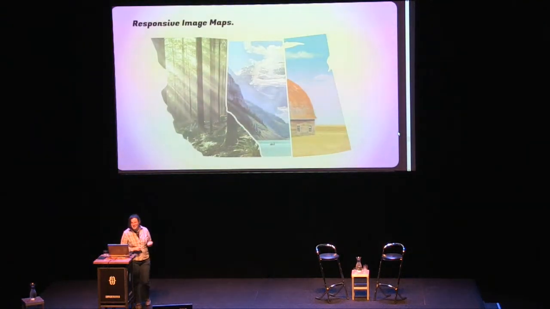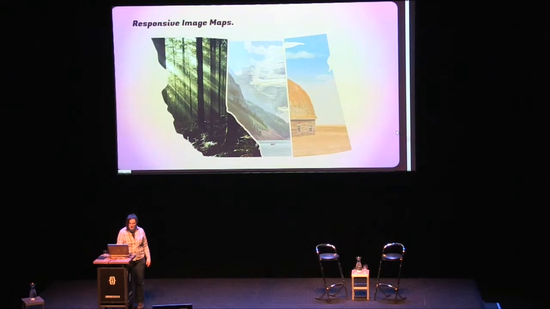So, fun things with image maps. This is a demo by Dudley Story. HTML has had image maps since way back when, where you can add links to different parts of an image, but they're not responsive. They only work at a certain pixel size. SVGs are scalable. SVGs have links. You can add hover effects to those links.